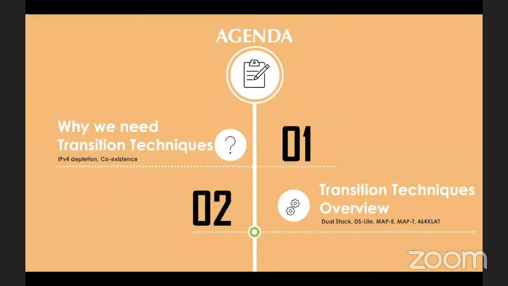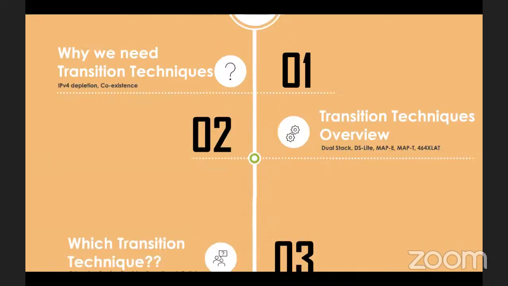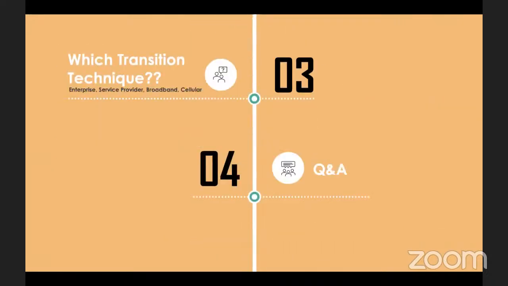So our agenda today basically will be, we look at why we need transition techniques, and then we look at what are the available transition techniques. Our scope will focus on DualStack Lite, MAP-E, MAP-T, and 464XLAT. Then once we look at the transition techniques, we look at which transition technique is suitable based on the network type. Then as usual, at the end, we'll handle your Q&A, but always feel free to type in the Q&A section if you have any questions.